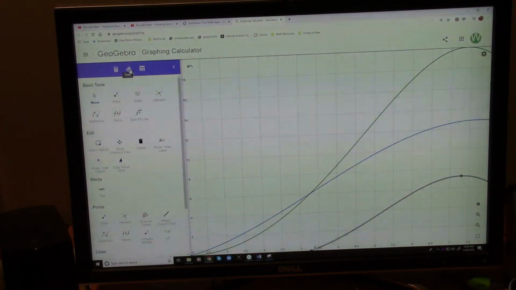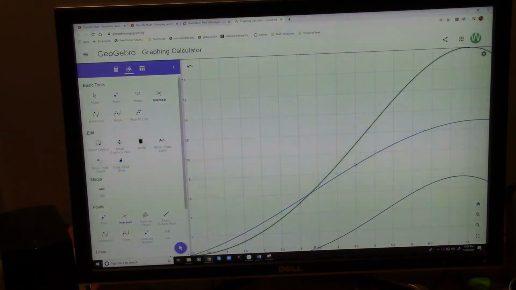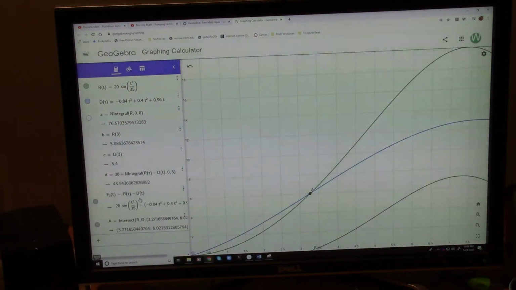You can go to Tools, Intersect, and you can just click on these two curves, and it will construct their point of intersection A. This is kind of what we did in the previous video as well. And the answer is they intersect at 3.27 and so on. And that's just going to be the answer to this problem, by the way.